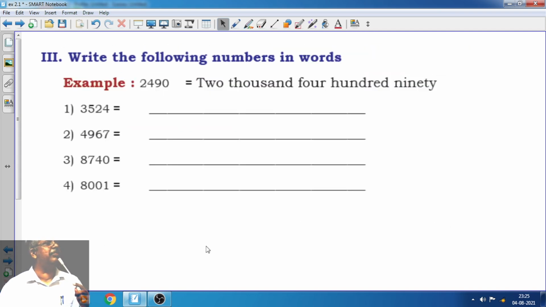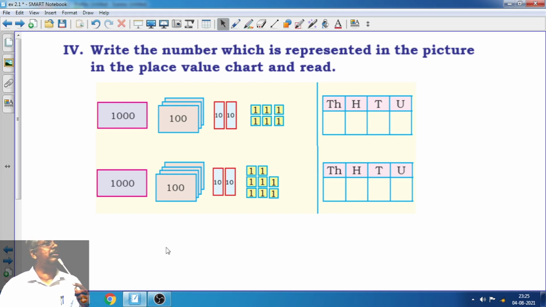And then let me go for this one. It is the same. We are going to write 3,524 for this in words, and then 8,740 for this. And next, look at this. They taught you units, tens, hundreds, thousands in card form. Look at this. How many cards are present in units place? That is 1, 2, 3, 4, 5, 6. Shall I write 6 here? Okay, let me write 6 here.